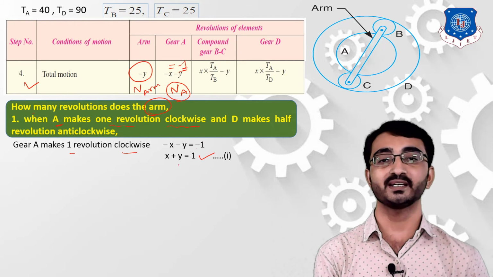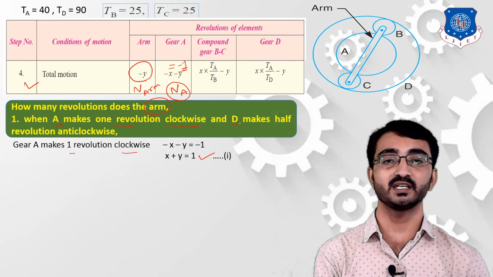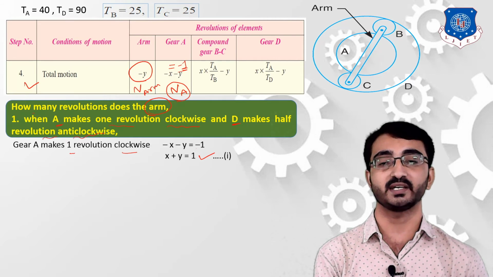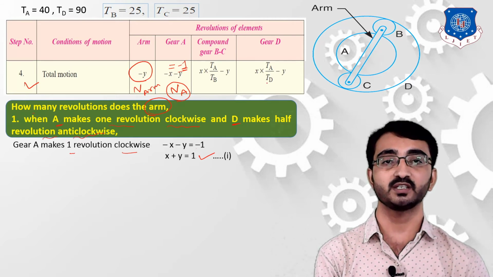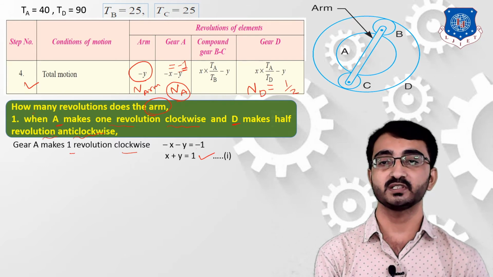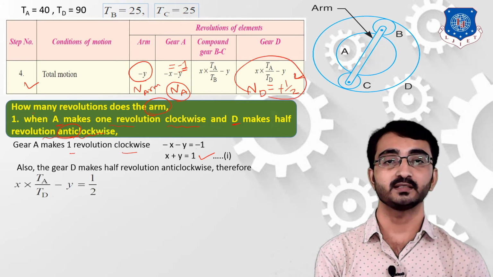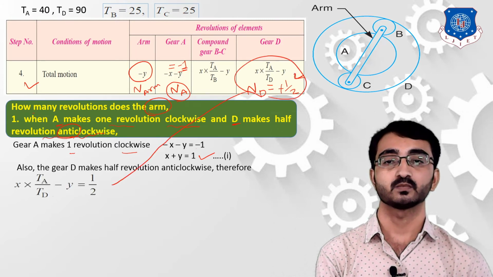Now the second condition, that gear D makes half revolution in anti-clockwise direction. So what can we say over here? Speed of gear D, ND, is given as half revolution, so we have to mention it as 1 by 2, and it is in anti-clockwise direction. That's why we can put a plus sign over here. We have simply written this equation over here.